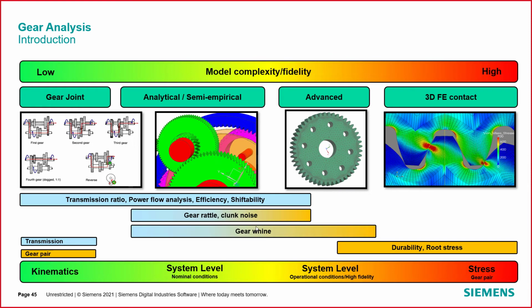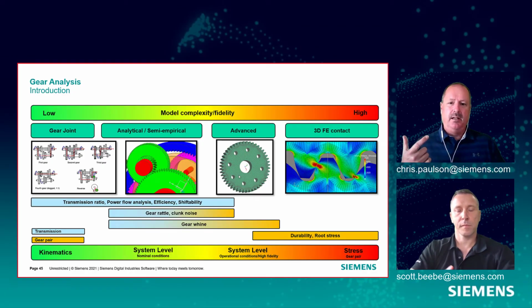When we talk about an advanced FE method, we can definitely do the same things that the semi-empirical approach can, but we can really investigate gear whine, especially when folks start to lighten their gears by putting holes or slots. And we'll explain what challenges that brings.